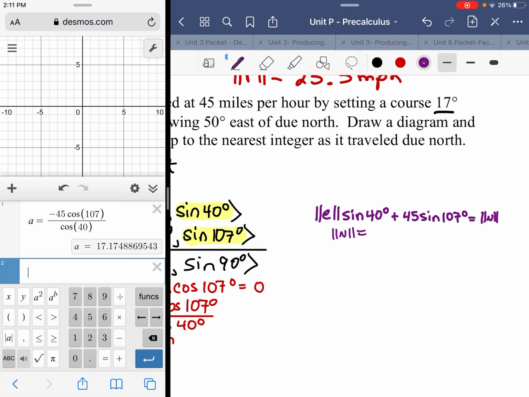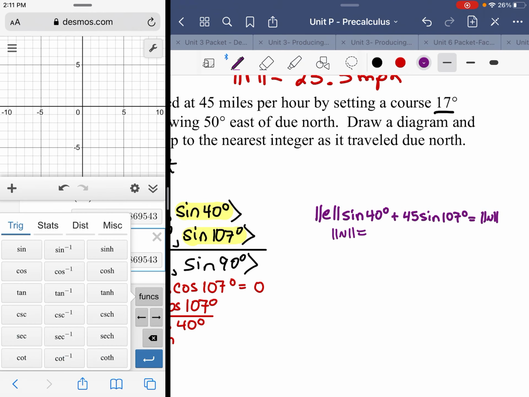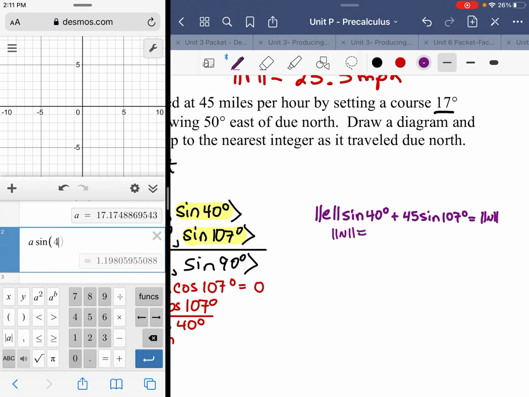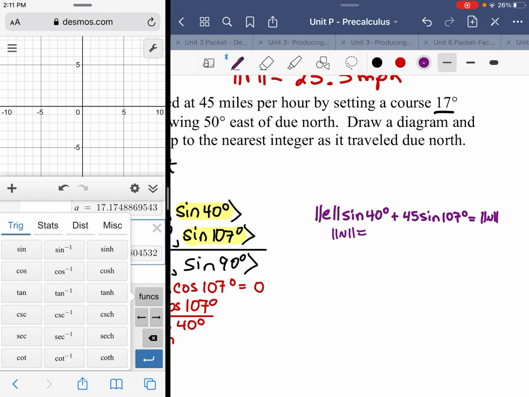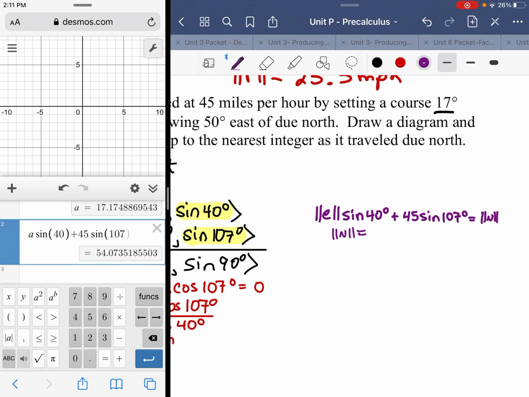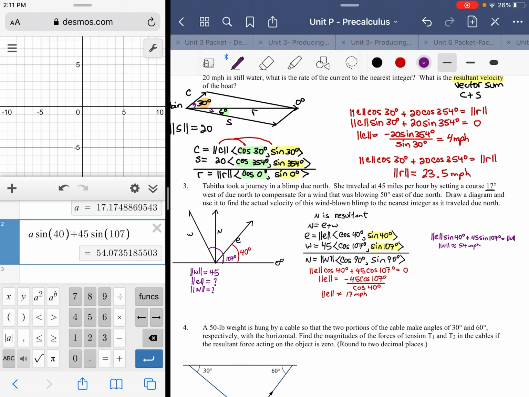So for consistency, I'm going to shrink this down a little bit. And you can see here, it's just going to be a matter of popping this into Desmos to get our N. Right? Because we already have the E stored in as A, if I can speak. Sine 40, A sine 40, plus 45 sine 107. Close them up, and we're talking, again, if we go to the nearest integer, we're talking 54 miles per hour.